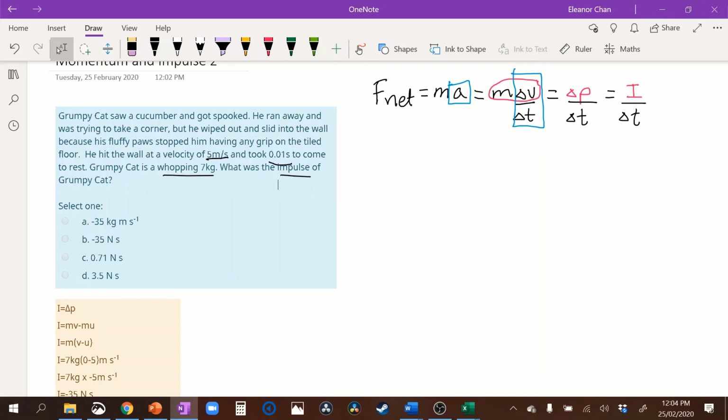Okay? It is funny that Grumpy Cat saw a cucumber and got spooked. It's actually really not nice to do that to cats. I found out later.